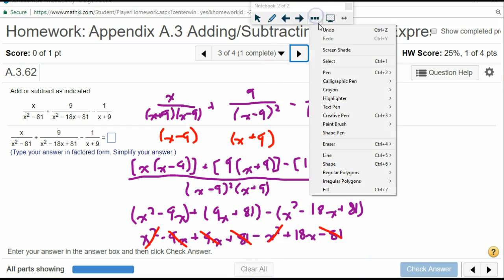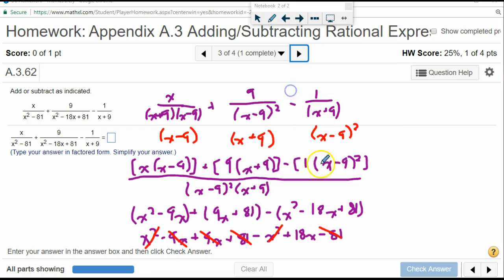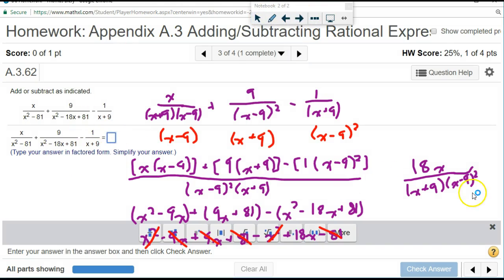So a lot of things actually disappeared in this case, which means after doing all of that combining like terms, all we're left with on top is an 18x. And then our denominator that we already discussed, that's the x plus 9 and x minus 9 squared. The order of writing those two things does not matter because multiplication is commutative. 2 times 3 is the same as 3 times 2. So whichever order you write those things in should be fine. So they want our answer in factored form. That's what the directions specify, which is why I'm not going to actually multiply out this x plus 9, x minus 9 squared. And that's actually fairly common for when you're working with fractions.